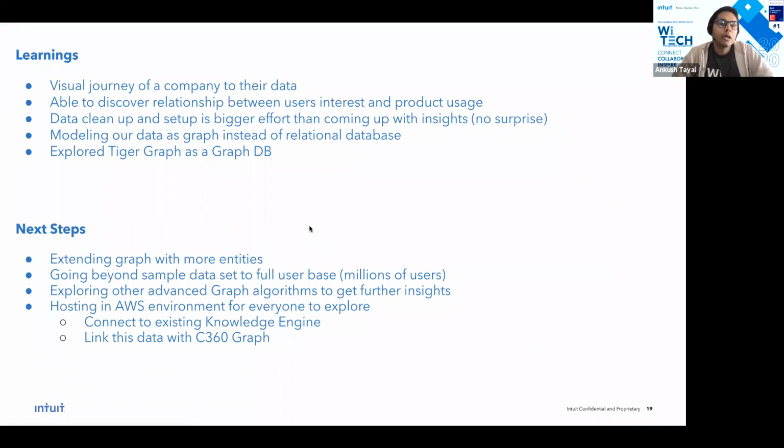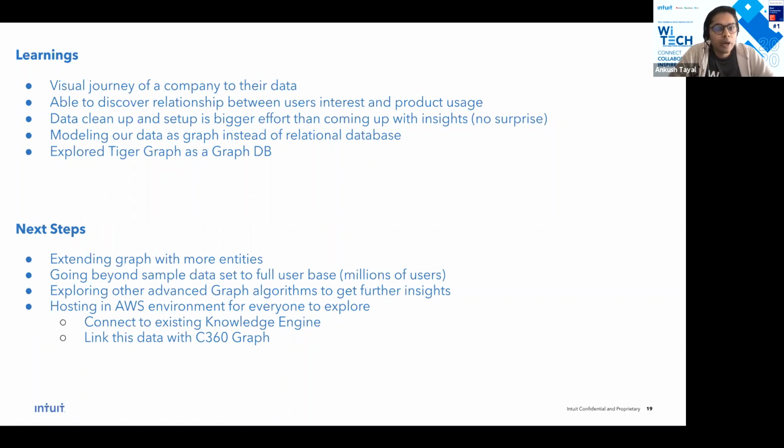Sure, yeah. Quickly, I'll talk about what learnings we had in this journey. Definitely, we are able to visualize the company persona, and not just for this use case. That was just one use case, for a recommendation engine. We can use it for many other purposes using graph-based mining algorithms. One thing we noticed was that data cleanup takes up a lot of time and resources for us, and that's no surprise, right?